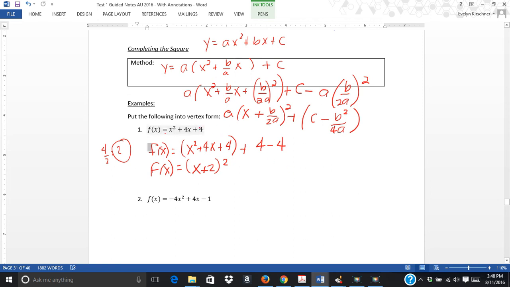If this wasn't a 4, let's say this was a 6, then this would be a 6 here, and then it would be plus 2. So I can look at it that way.